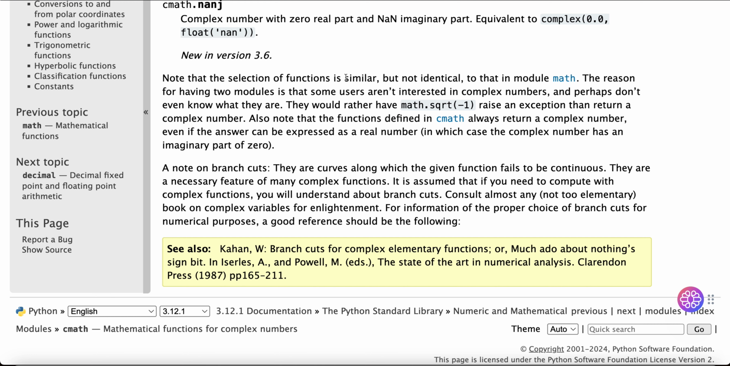Note that the selection of functions is similar but not identical to that in module math. The reason for having two modules is that some users are not interested in complex numbers, and perhaps don't even know what they are. They would rather have math.sqrt(-1) raise an exception than return a complex number. Also note that the functions defined in cmath always return a complex number, even if the answer can be expressed as a real number, in which case the complex number has an imaginary part of 0.